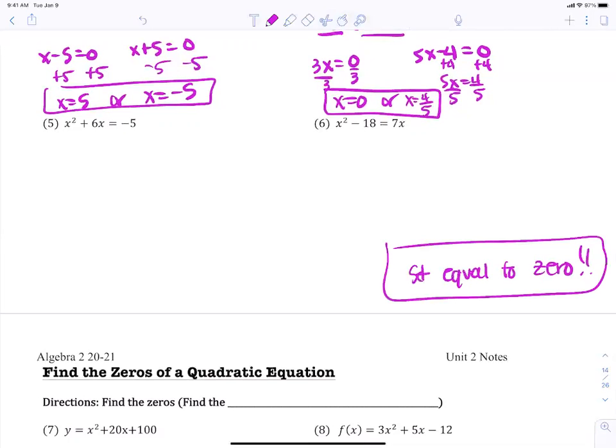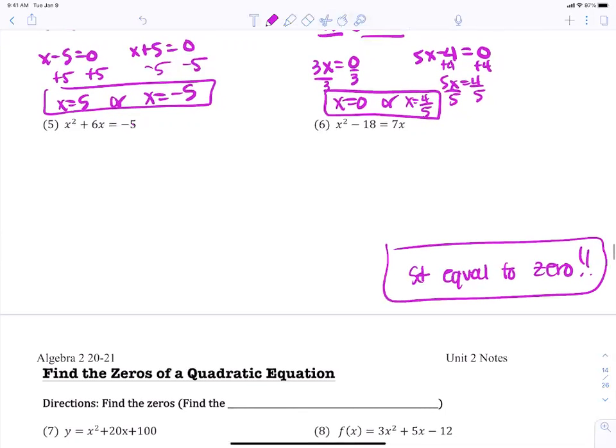So like number 5, I had a warning sign on this one because I don't want it to be equal to -5. I can really only use my property if it's equal to 0. So my first step is I'm going to add it over to the other side, and I'm going to place it where it's supposed to go. So my number is supposed to go on the end. So I'm supposed to have x squared plus 6x plus 5 equals 0. And now we're right back where we were in the rest of the problems.